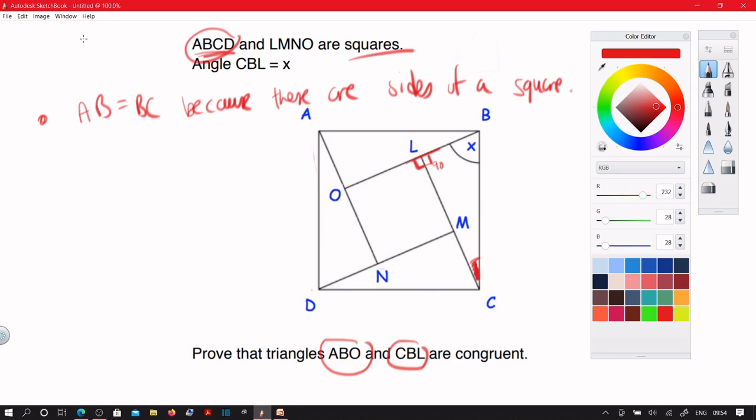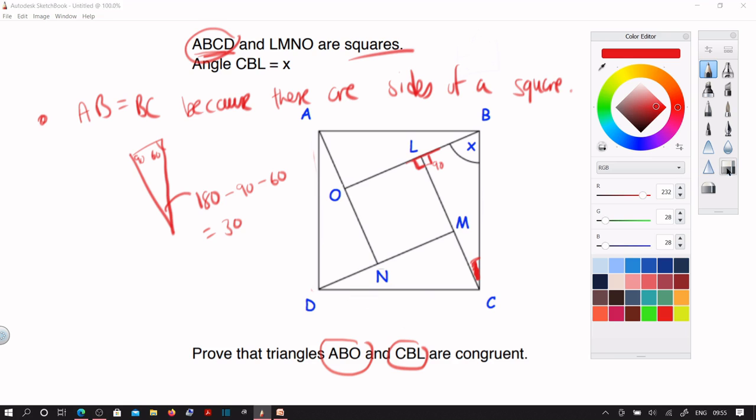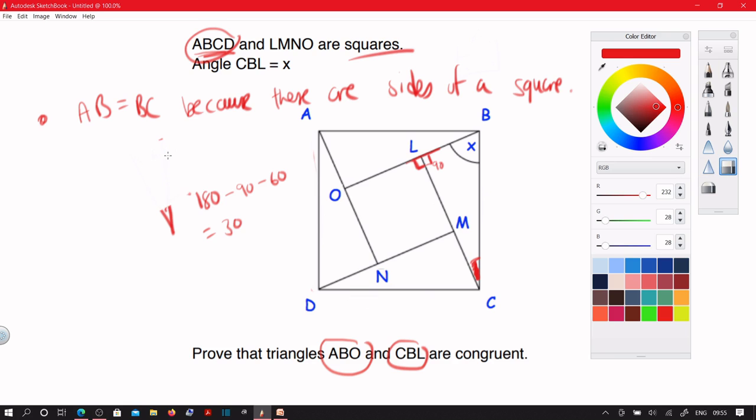Remember, in any triangle, just as an example, say that is 90 and this is 60. I can easily work this out by doing 180, because angles in a triangle add up to 180, minus the 90 minus the 60. That leaves you with 30. That was just an example, but I'm going to do the same thing now using algebra because I've got an x over here.